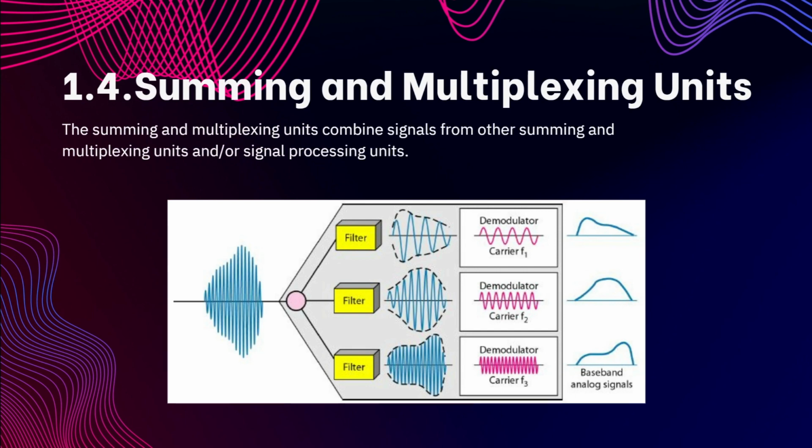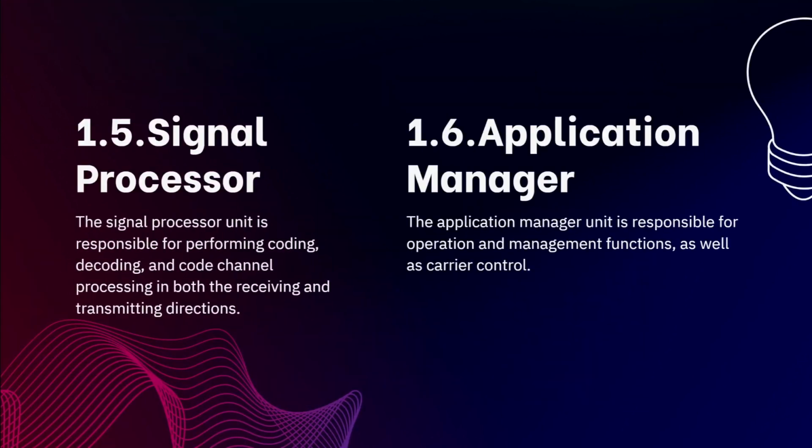For the summing and multiplexing unit, the summing and multiplexing unit combines the signal from other summing and multiplexing units or another signal processing unit. If you take a look at the picture, you can see the combination of signals that it gets from another processing unit. It is just a sample picture to make it easier to understand. Okay, so moving on to the signal processor.